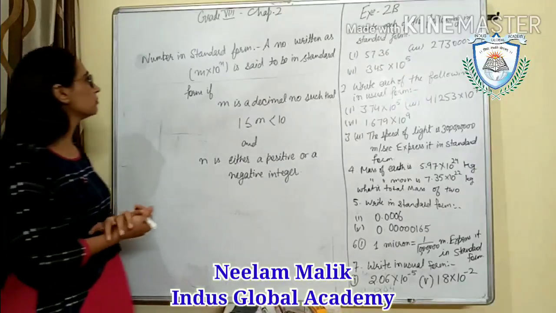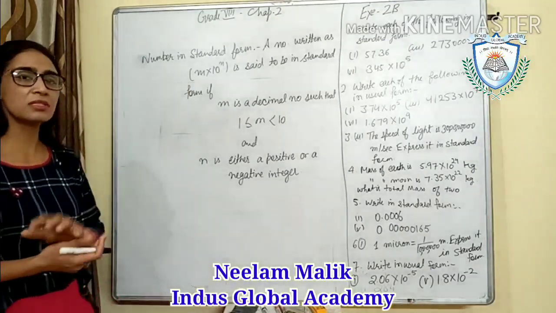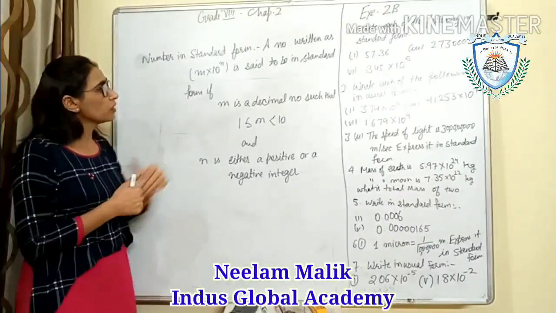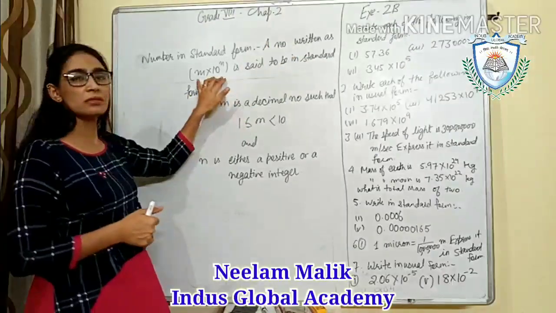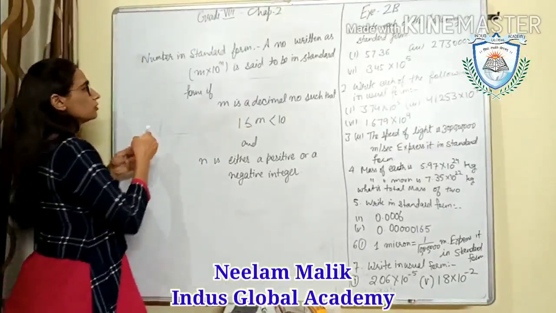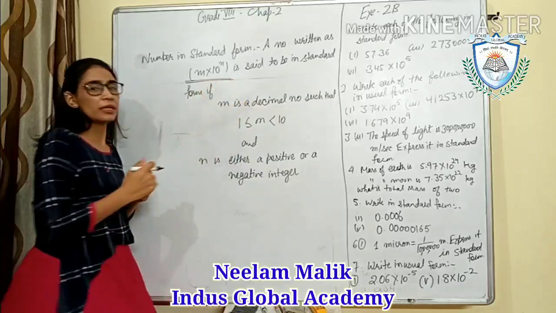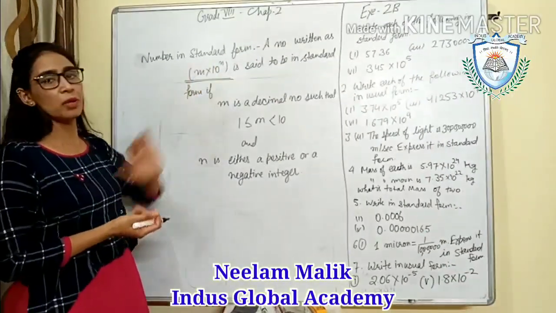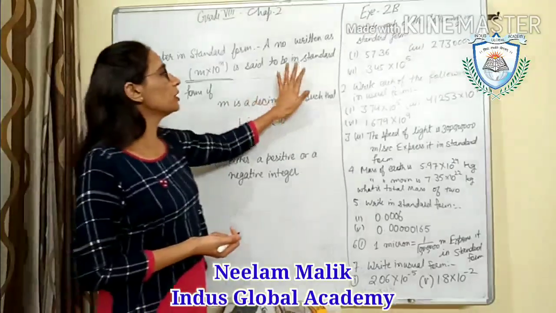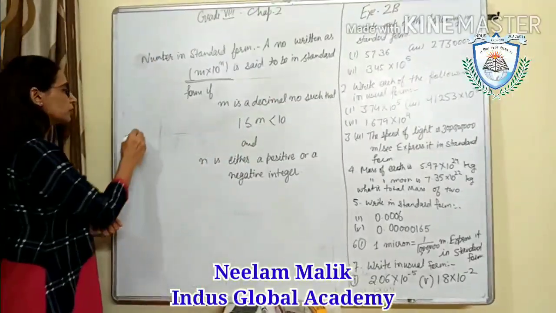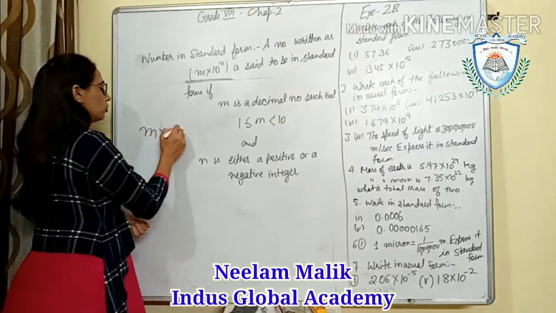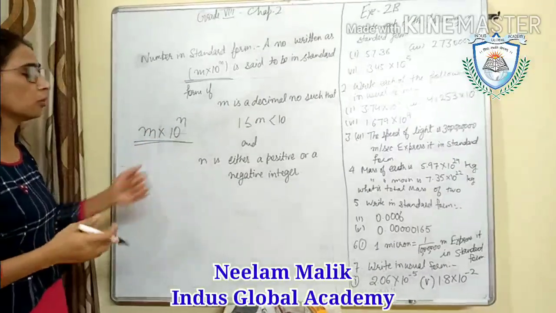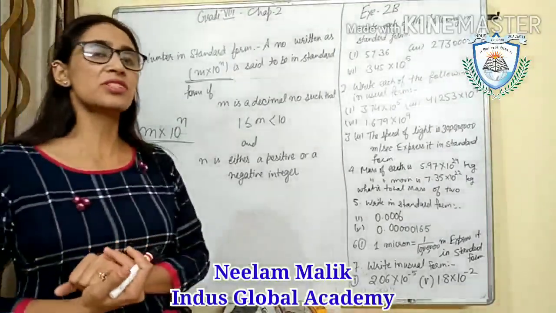I will explain this. A number in standard form means any number when it is in the standard form. A number written as m into 10 raised to power n is said to be in standard form. Means if any number is written in the form m into 10 raised to power n, we can say that number is in standard form.